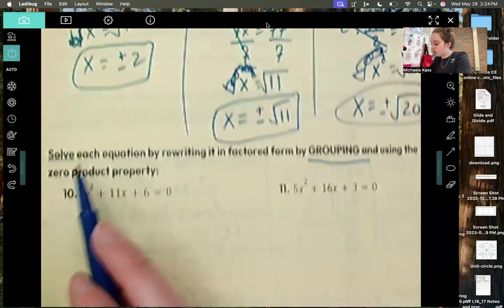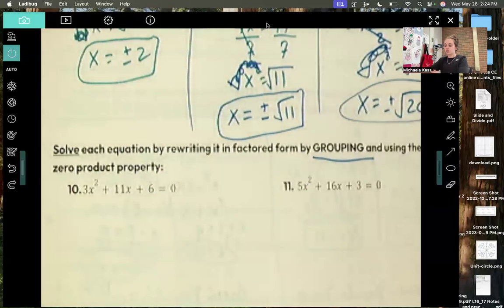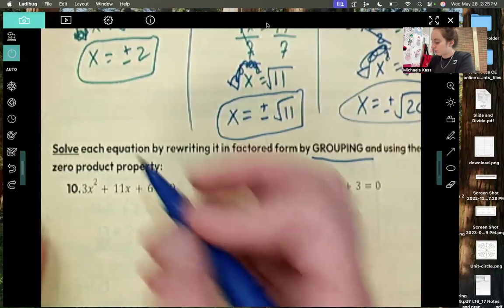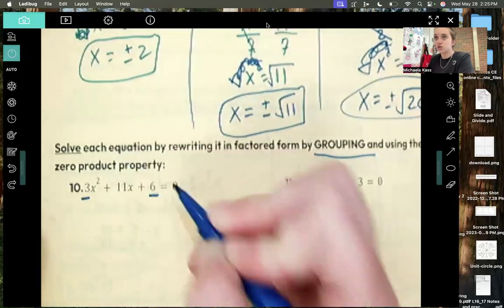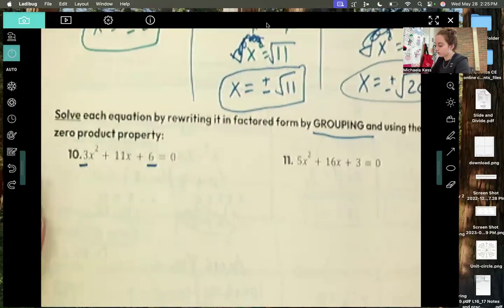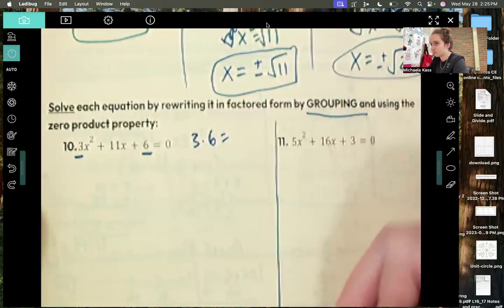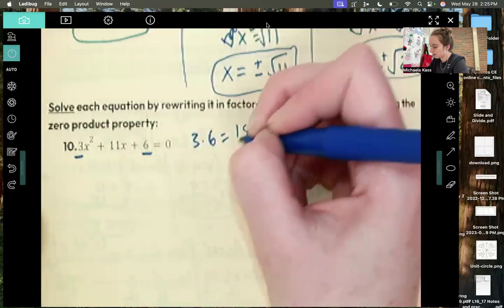So it says solve by grouping using the zero product property, okay? So the zero product property, we first make it set equal to 0. It is, okay? And then at the end, we set them equal to 0 to solve. So first step of grouping, multiply the first and the last terms together. So we're going to do 3 times 6, okay?